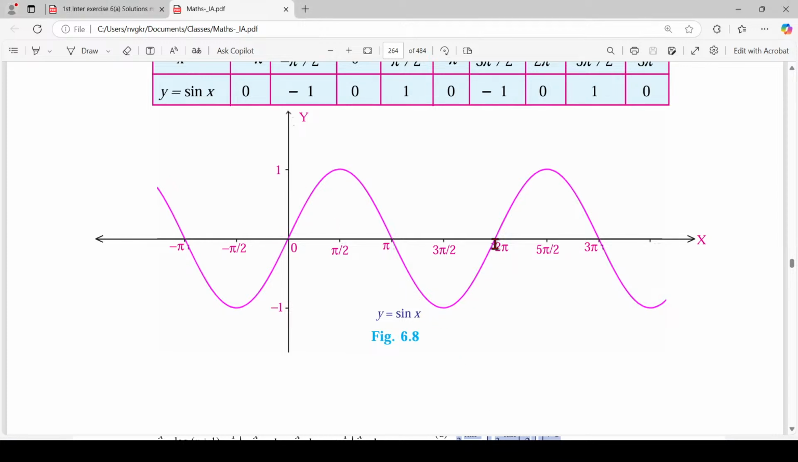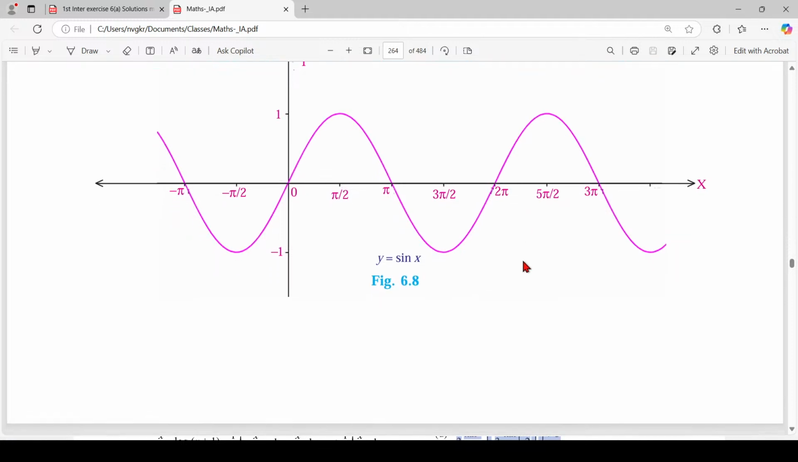This function sin x repeats itself after every 2 pi units. For example, sin 0, sin 2 pi, sin 4 pi are all the same. Similarly, sin pi by 2, sin pi by 2 plus 2 pi, whichever point you take, if you add 2 pi units, you will still get the same value, right? So essentially, this function is repeating after every 2 pi units.